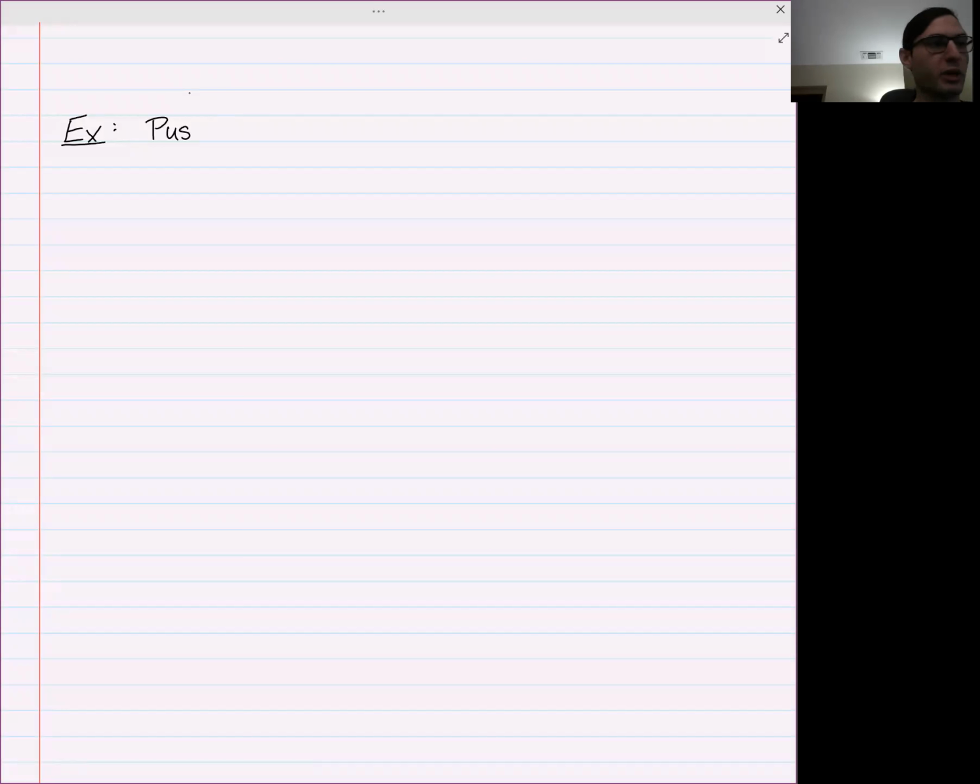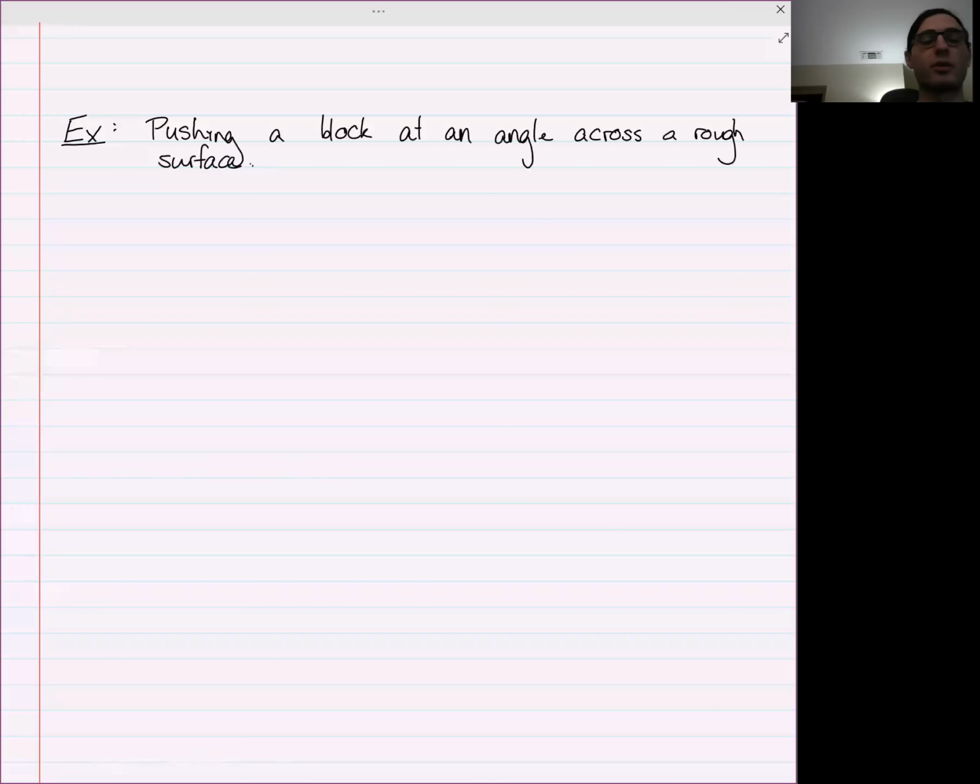So the example we're talking about is pushing a block at an angle across a rough surface. Now you'll remember this example problem was the justification for the dot product. And so obviously we're going to have to use the dot product here, but it'll be a little bit more complicated. So you have your surface, assume it's rough.